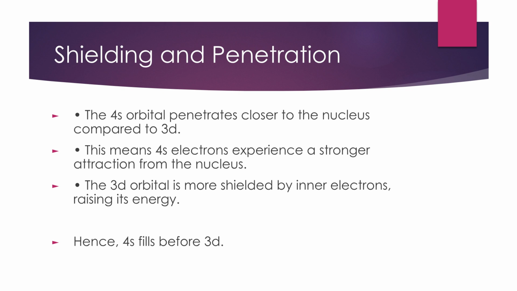The 4s orbital penetrates closer to the nucleus than 3d, leading to a stronger nuclear attraction for 4s electrons. The 3d orbital is more shielded by inner electrons, which raises its energy. This is another reason why 4s fills before 3d.